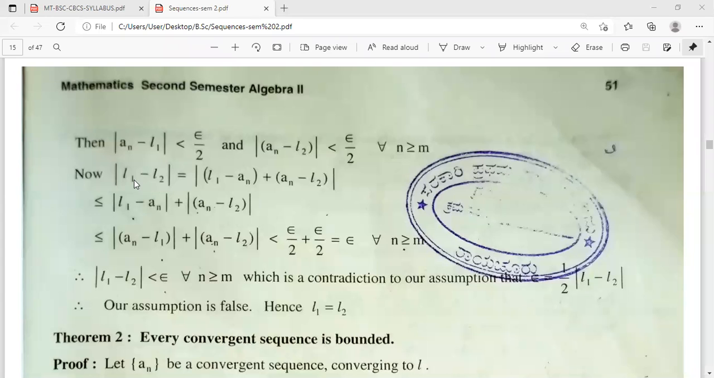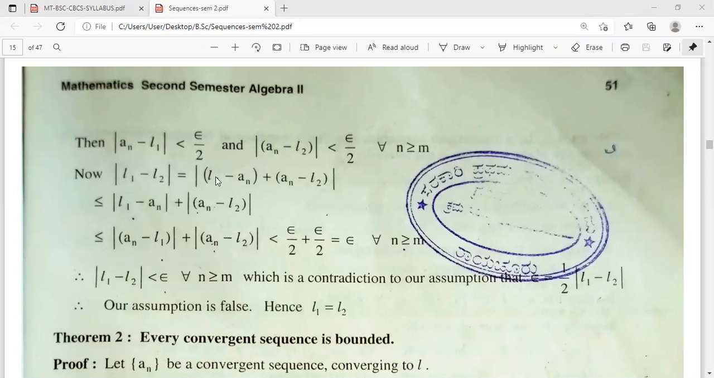Now you consider modulus of L1 minus L2, which you can rewrite as L1 minus a_n plus a_n minus L2. If you open the bracket, minus a_n plus a_n will cancel, and the original will be written as it is. Okay. Now the same you can write as less than or equal to modulus of L1 minus a_n plus modulus of a_n minus L2, because you know the property of the modulus: modulus of x plus y is less than or equal to modulus of x plus modulus of y.